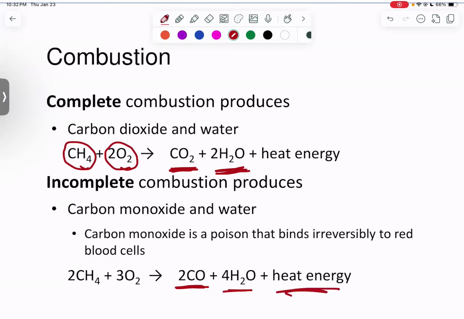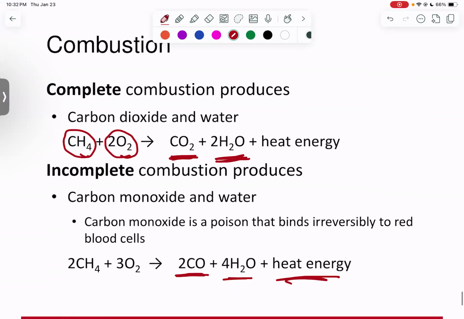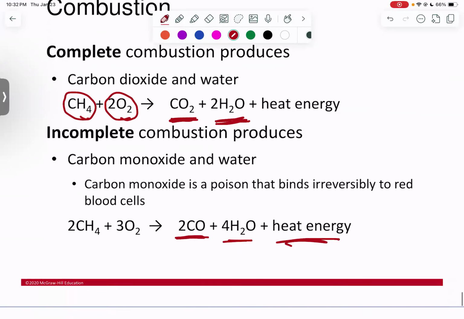This is why you do not run your car in a garage and stay in your garage, because carbon monoxide will build up, and it actually binds to the hemoglobin in your blood more tightly than oxygen does. So you will starve your body of oxygen if you do that. So never, ever, ever be in a closed garage with a running car.